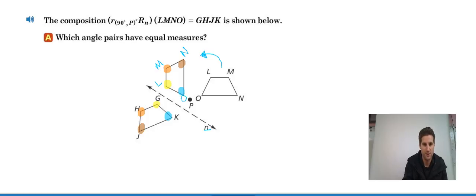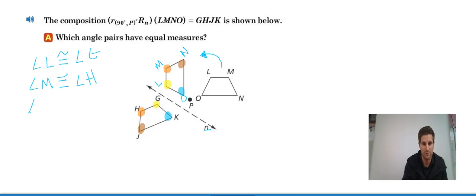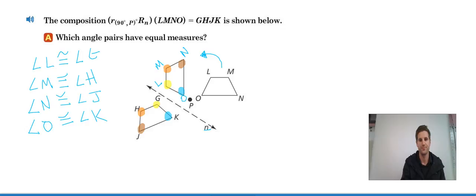Well, we can line up our letters. So angle L is going to be congruent to angle G. And again, since we did two rigid motions, we still have congruent figures. Okay, so that's key. Angle M is congruent to angle H. Colors really help, I'm telling you. Angle N corresponds to angle J. And then angle O corresponds to angle K. Let's keep it in the same order. All right? So there we go.